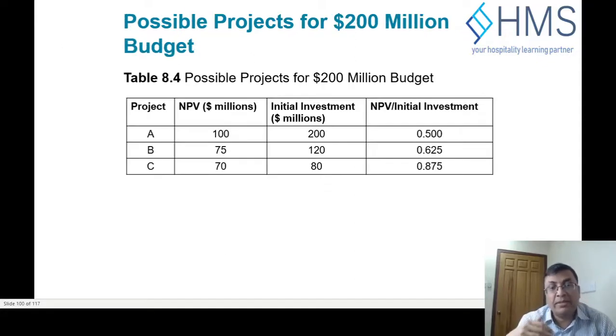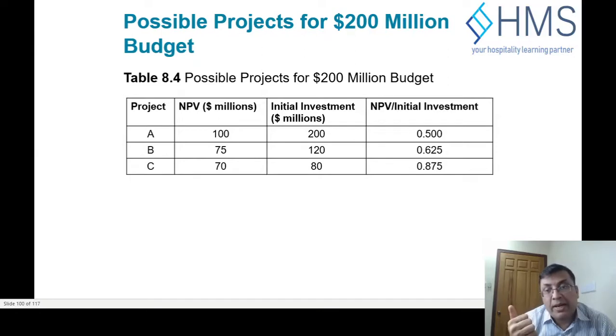So the example here is you have, let's say, three projects. Total is $200 million. Now you have three projects, $100 million. Initial investment is $200 million. And then the initial investment is 220, and project C initial investment is $80. So now you have a choice: either accept the first project because the NPV is higher and get 100 million, or choose projects B and C, where you will still be able to use your initial budget of 200 million, but will get $145 million as NPV.